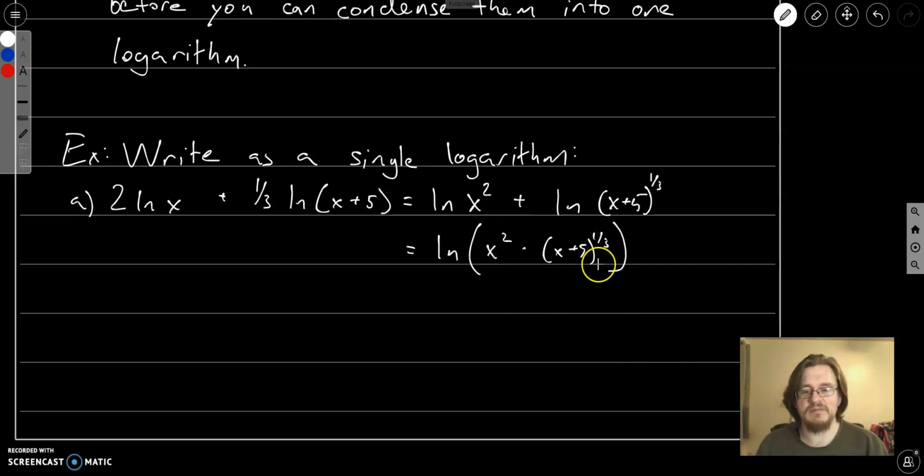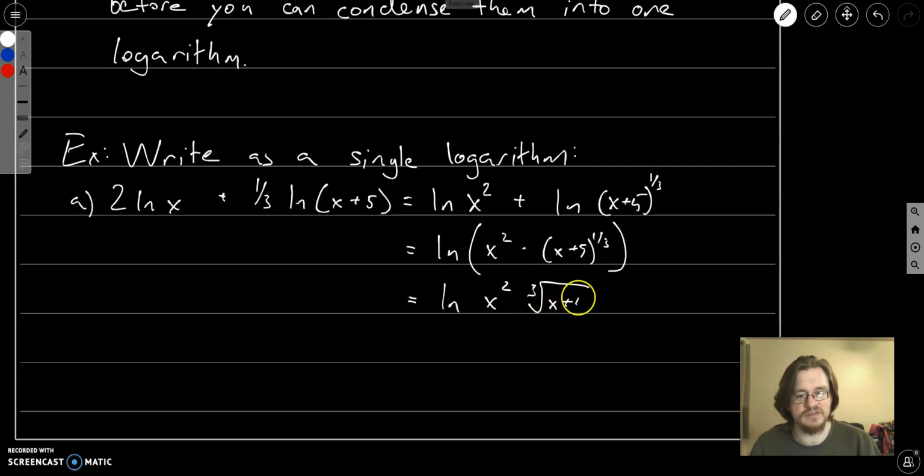And it's a little bit messy, but this works absolutely fine. Natural log of x squared times x plus 5 to the 1/3 power. That's a perfectly valid logarithm. One thing that I personally like is to write anything to the 1/3 power as the 3rd root of x plus 5. So we still have the same thing, I'm just writing it in a slightly different way. I think this maybe looks a little bit nicer, but this is certainly a correct answer, and so is this. And they are the same thing.